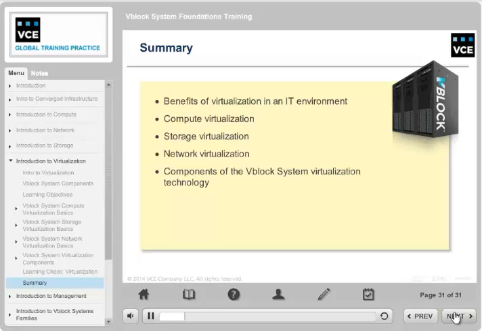Congratulations! You've completed the Introduction to Vblock Systems Virtualization. In this section, you learned about the benefits of virtualization in an IT environment, Vblock system virtualization including compute, storage, and network virtualization, and you also learned about the components of the Vblock system virtualization technology. In the next section, you will learn about Vblock system management.